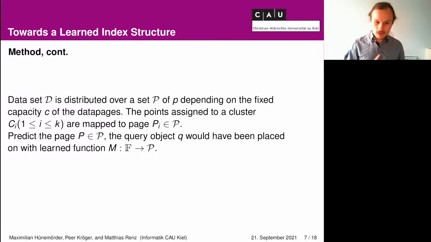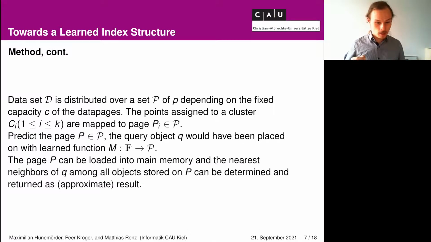And then we can predict the page for the query object Q with our function M. And this page we can now load into the main memory, and the nearest neighbor of Q can then be found and determined from all the objects stored on this page. And we get an approximate result because it might be that the nearest neighbor, the closest neighbor, is on the other side of the decision boundary if this partitioning was in a place where we have a very high density, and we will see that later in our results.